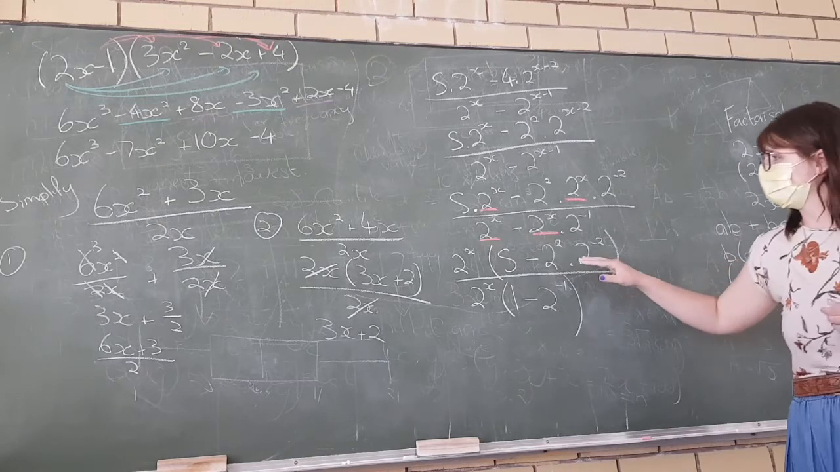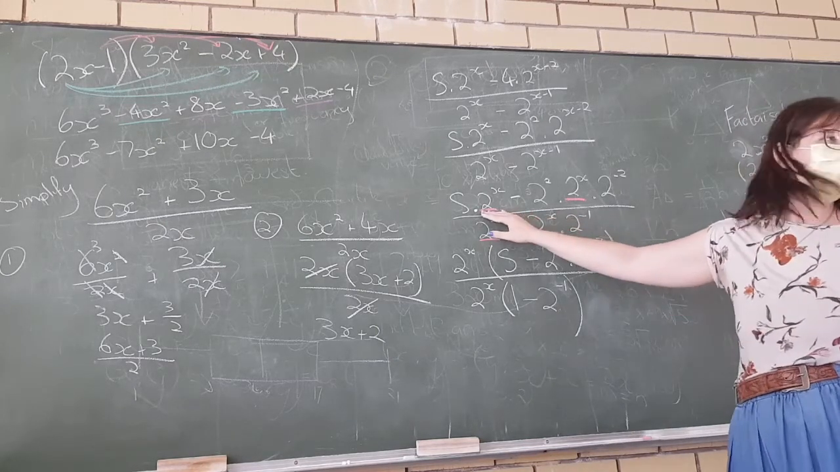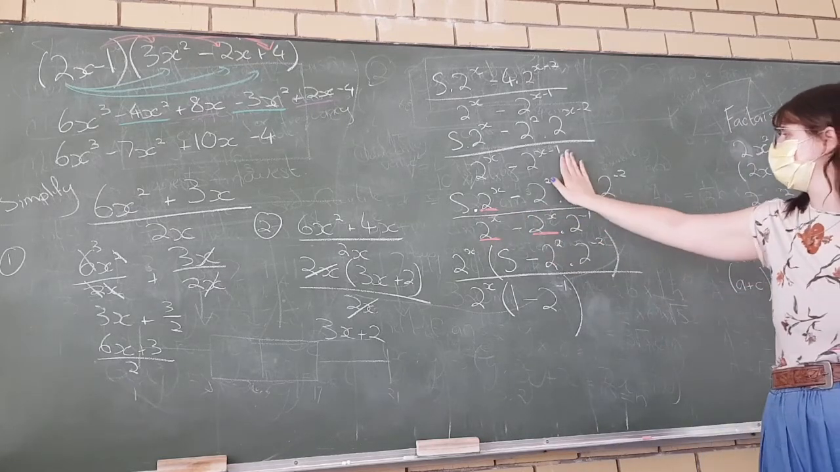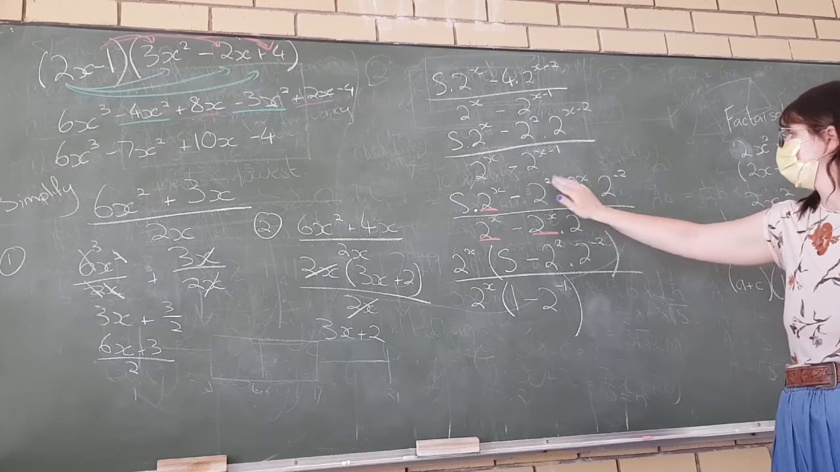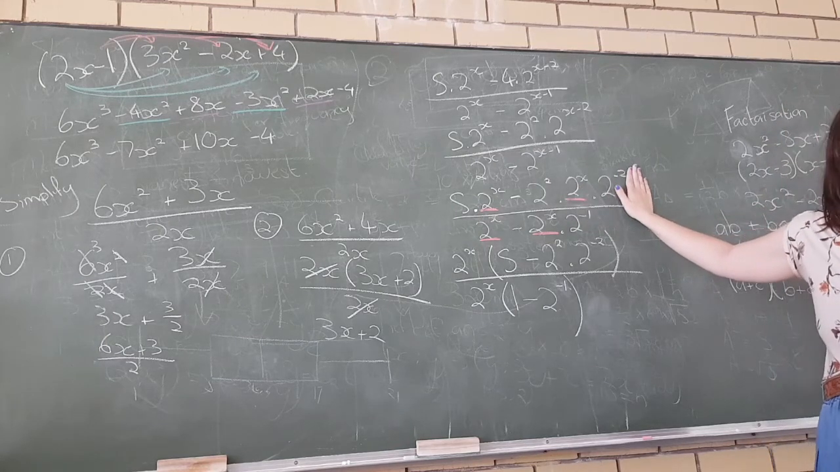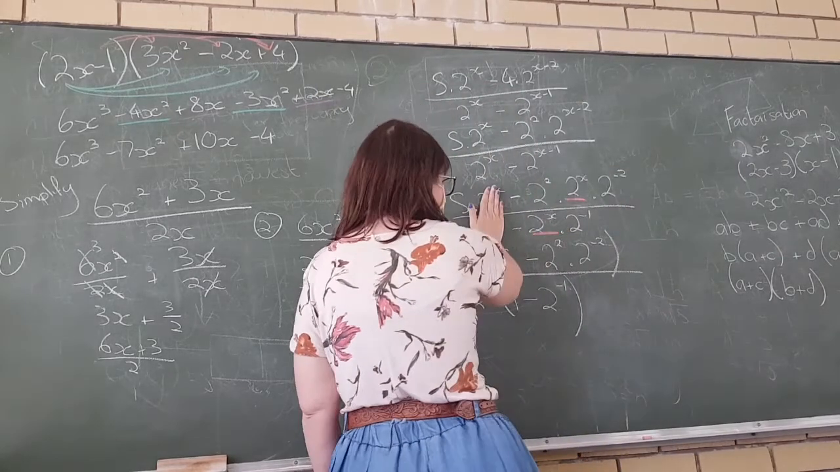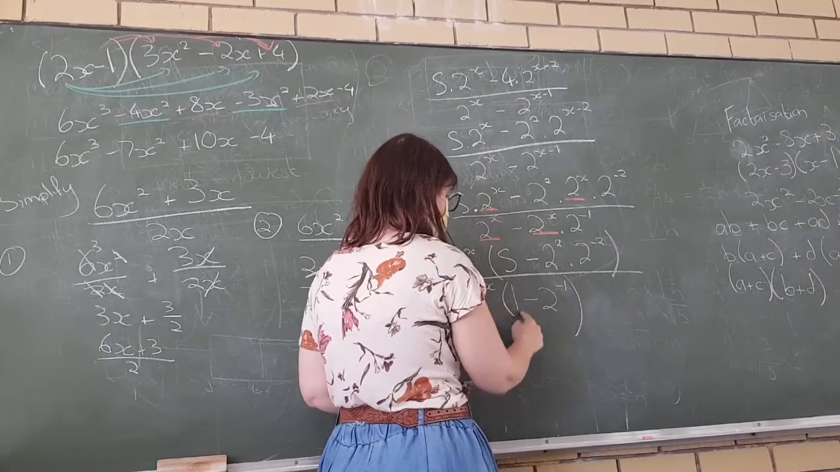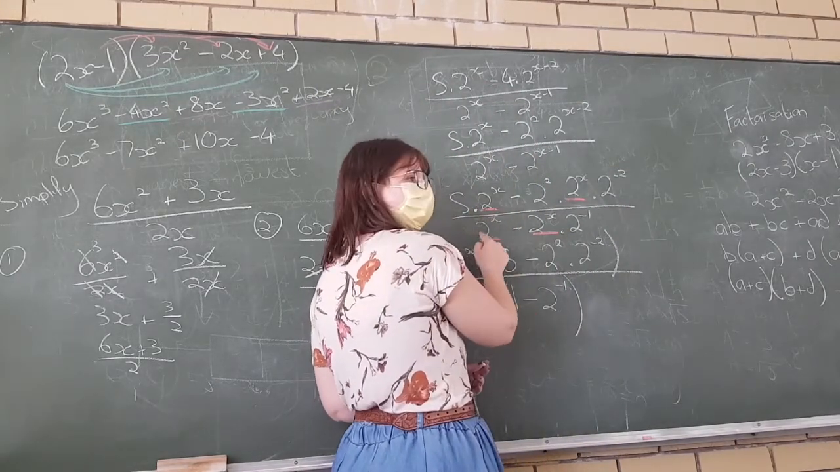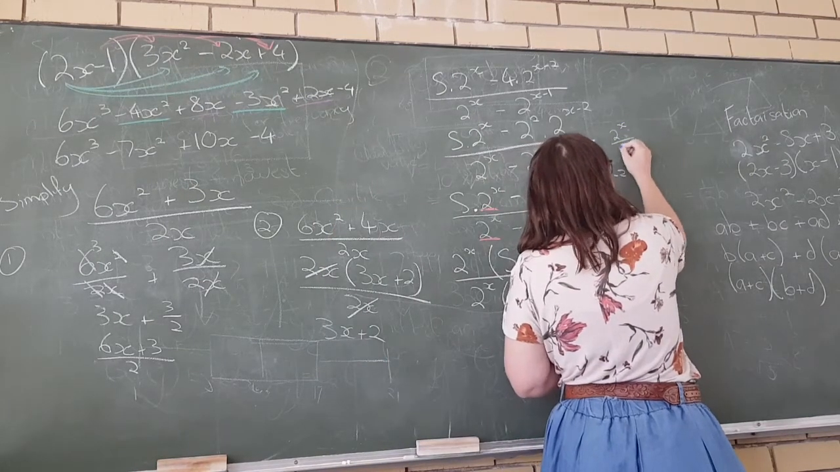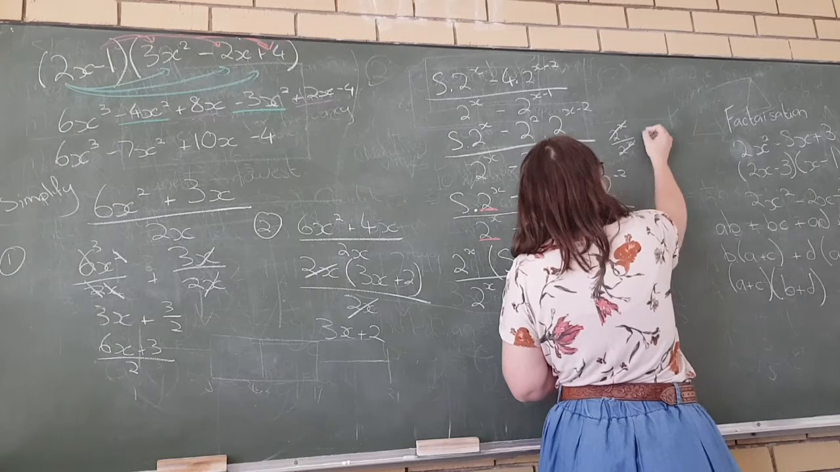So, what happens when I take 2 out of the top one? What's left? 5. What happens when I take 2 out of here? If I take that one away, I'm left with the 2 and the positive 2 and the minus 2. So that's what I write down. Over here, if I take out the 2, what's left? 1. Because if I take out this 2 over here, I'm left with 1 because 2 to the power of x divided by 2 to the power of x cancels, gives me 1.